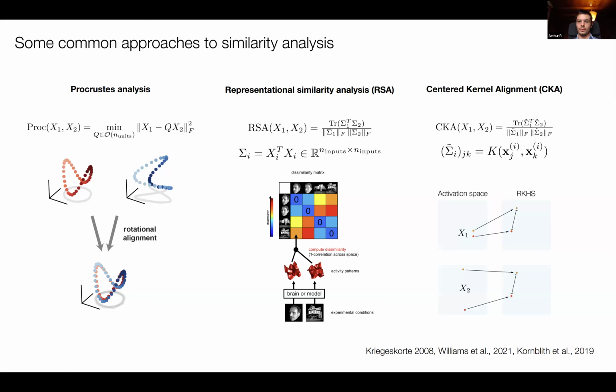Yet another approach, introduced by Geoff Hinton, was centered kernel alignment, which is a very similar idea to RSA, but instead of computing a covariance matrix, they use a kernel. They map the data to an RKHS first, and then measure the distance between the data matrices in this RKHS. So these different methods have slightly different properties that may or may not be desirable depending on the application that you have at hand.